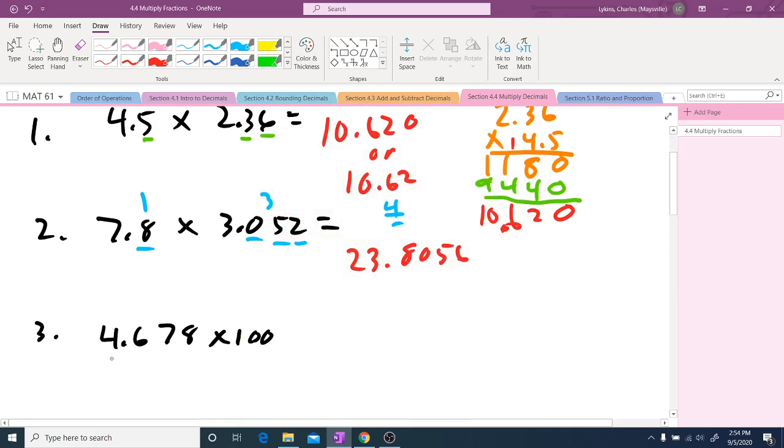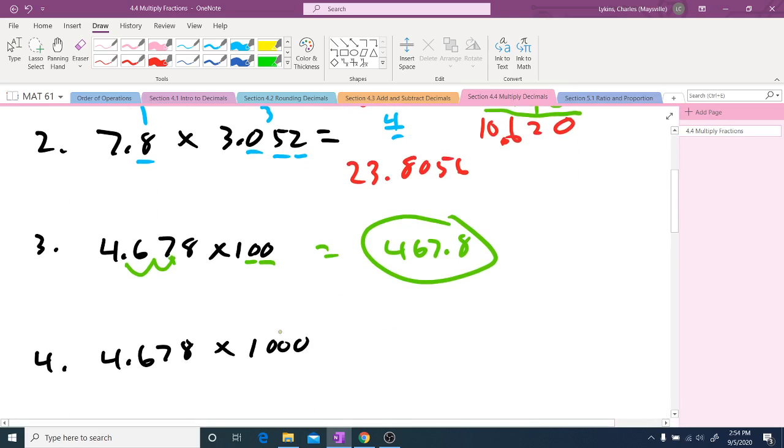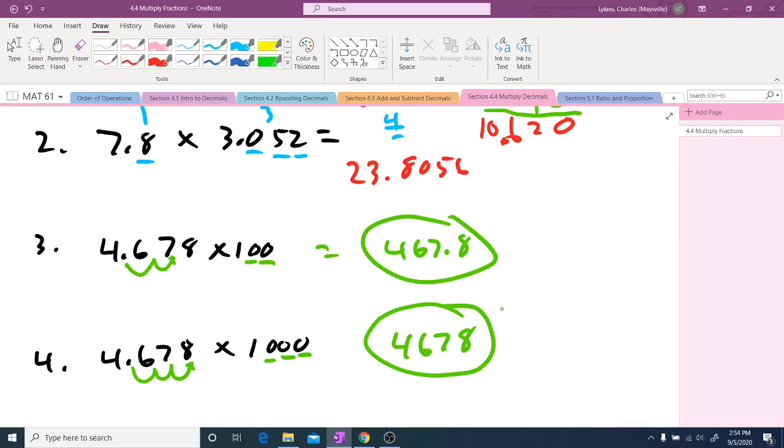Okay. Now you do number 3, you got 4.678 times 100. So what I want to show you is this. If you got 100, which has got 2 zeros, you just move your decimal spot 2 spots, and your answer is going to be 467.8. I'm going to use the same thing, take a look at this. If I got 3 zeros, you just move the decimal spot 1, 2, 3. Now I've got 4,678. So that's one thing: when you have 100, 10, 1,000, 10,000, you can always move the decimal spots over to the right when you multiply.